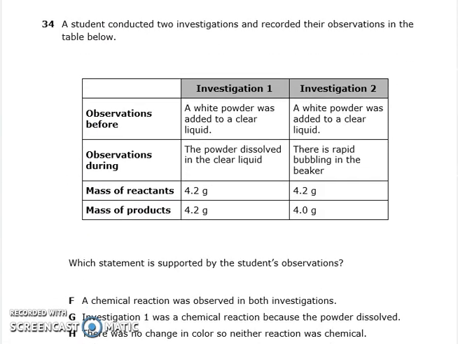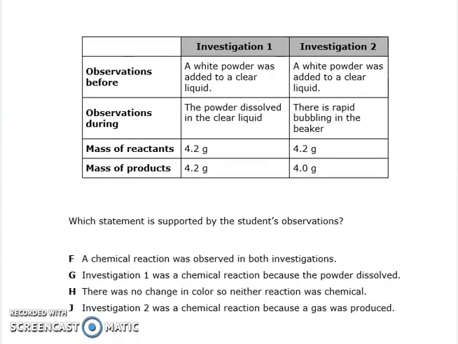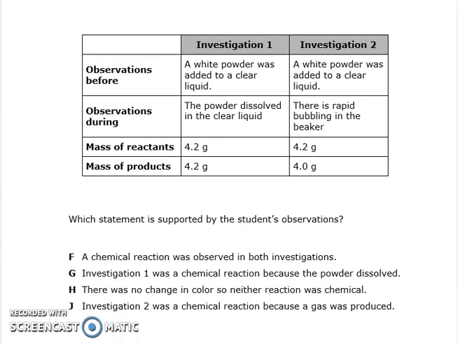34. A student conducted 2 investigations and recorded their observations in the table below. Which statement is supported by the student's observations? F, a chemical reaction was observed in both investigations. G, investigation 1 was a chemical reaction because the powder dissolved. H, there was no change in color, so neither reaction was chemical. J, investigation 2 was a chemical reaction because a gas was produced.